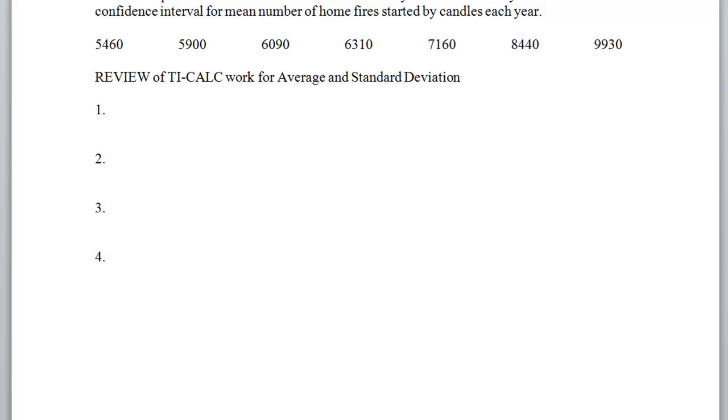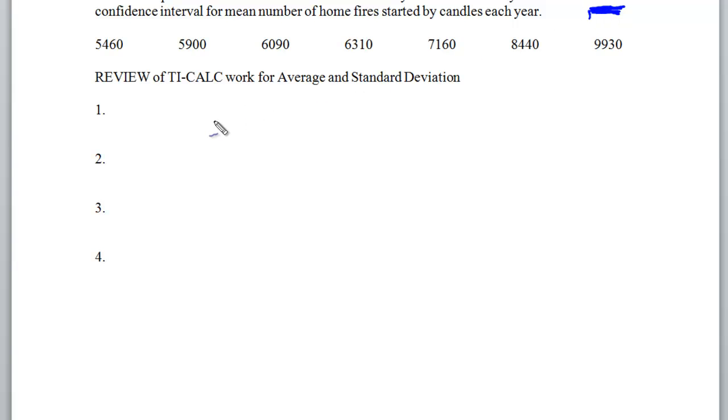Now in this, it says here the data represents the number of home fires started by candles for a few years, and we're going to find the 99% confidence interval. Notice it's 99%, not 95%, so those get changed. Make sure you look at the problem very carefully, because this is an easy mistake to make if you look at the wrong confidence interval.